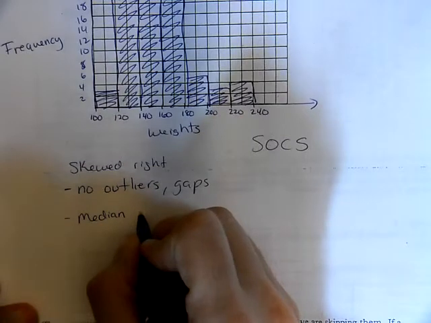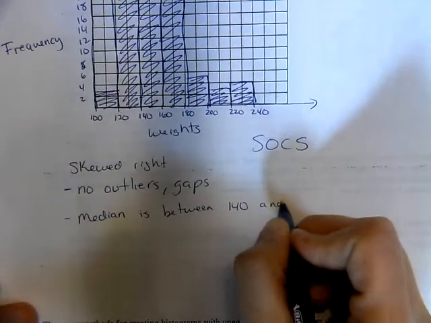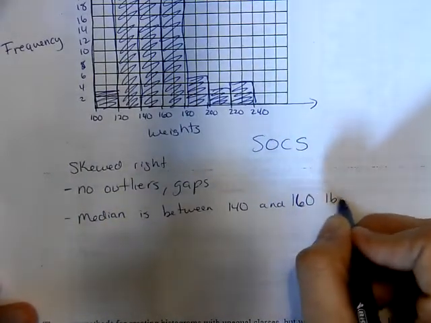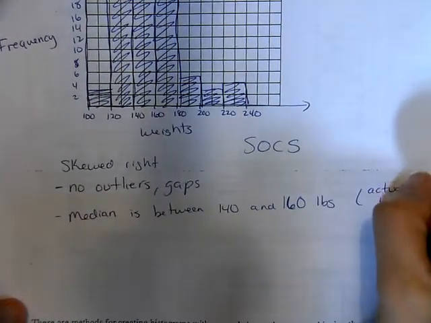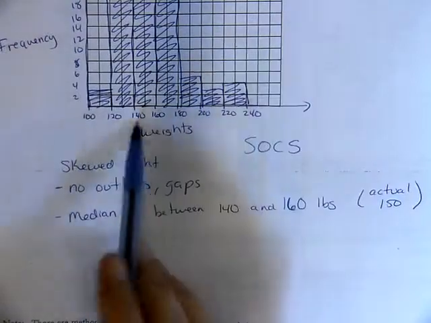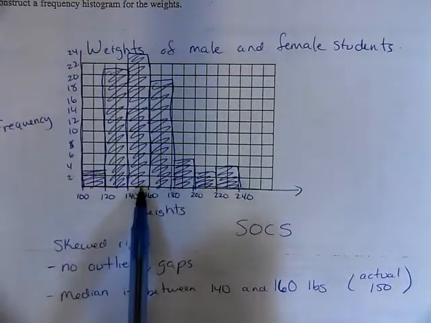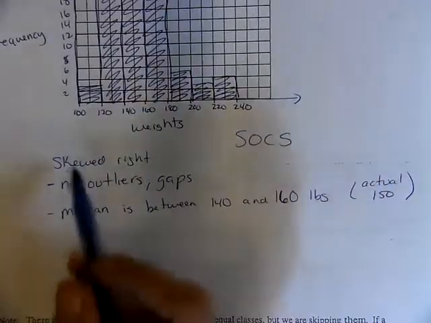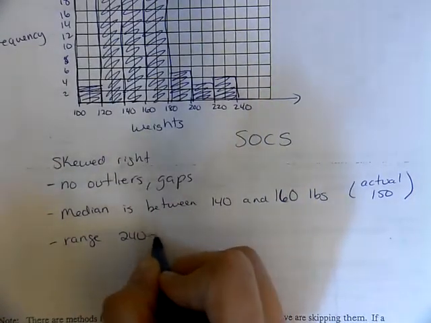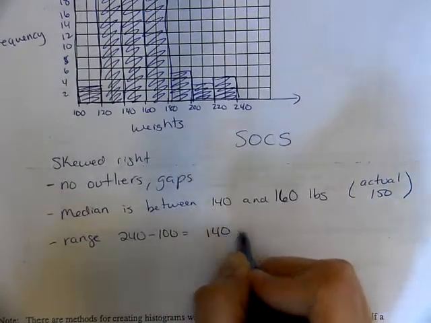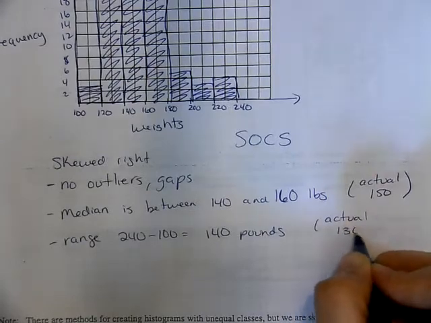So here I'm just going to say the median is between 140 and 160 pounds. The actual, I went through and put all the 79 numbers in my calculator, is 150. But it's kind of like the middle point. So again, you're trying to see that it's somewhere in here, but you don't know exactly. And then the range, all we know about the range is that it's 240 minus 100, so it's 140 pounds, even though the actual range is 136.